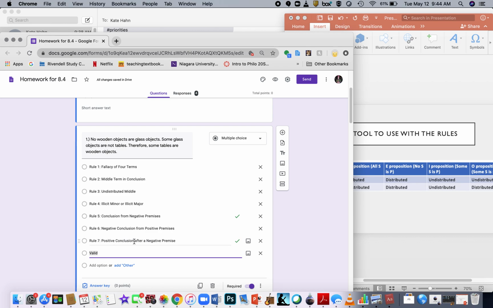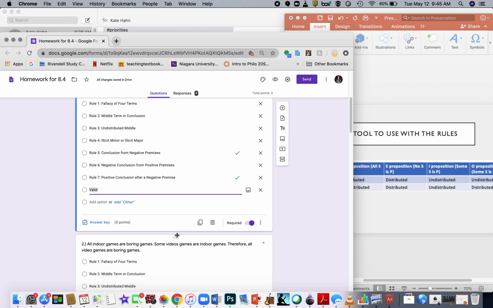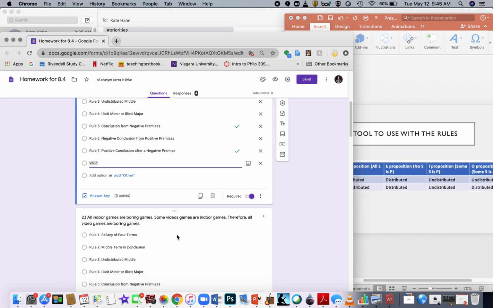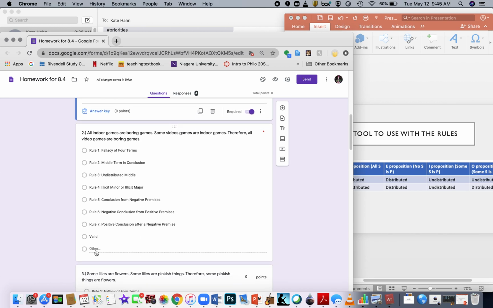You also have another rule violated here. This is a positive conclusion, and that cannot follow from even just one negative premise in the syllogism. So you can have one negative premise, like an A proposition and an E proposition, but if you have one negative premise, the conclusion must be negative. So you have two rules violated here. And I'm not going to go through all of these. If we have the same rules violated, we won't go over again how it's applied.